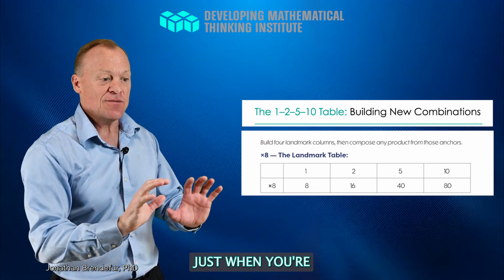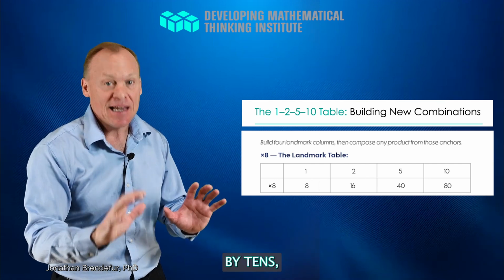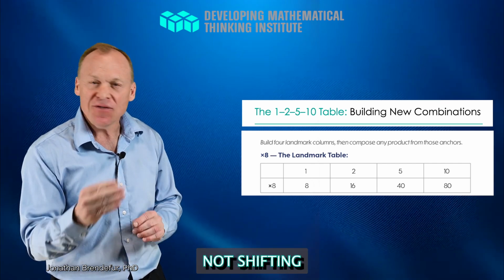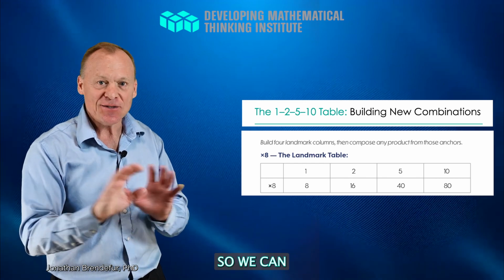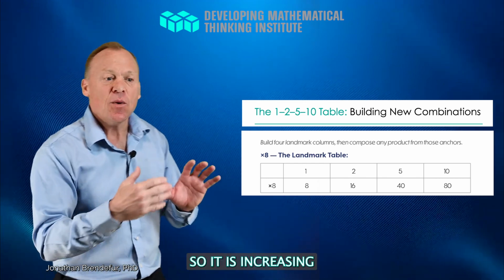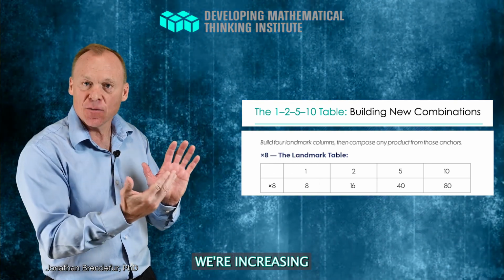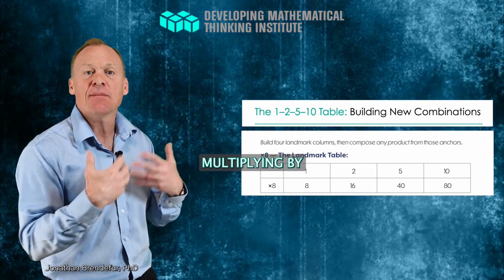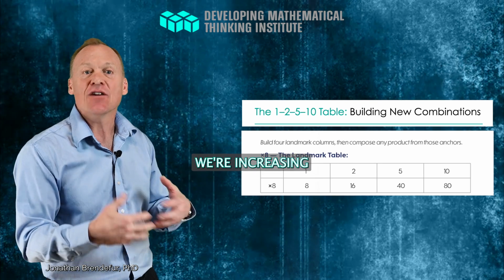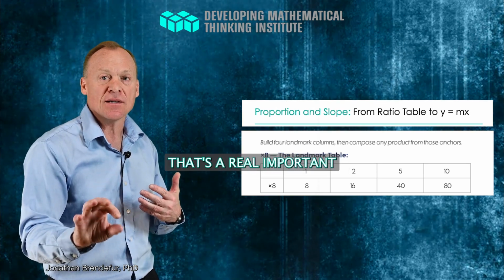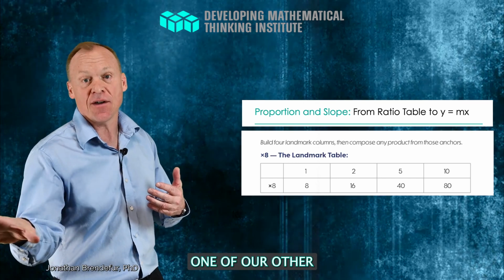Now, and again, just when you're thinking about multiplying by tens, think about changing place value, not shifting the decimal, not adding zeros. So we're going to get away from that. So it is increasing the 8 ones to 8 tens. We're increasing by 1 place value. That's what multiplying by 10 means. Or if it's 100, we're increasing by 2 place values from 8 ones to 8 hundreds. That's a really important distinction that you can read in one of our other DMT insights.